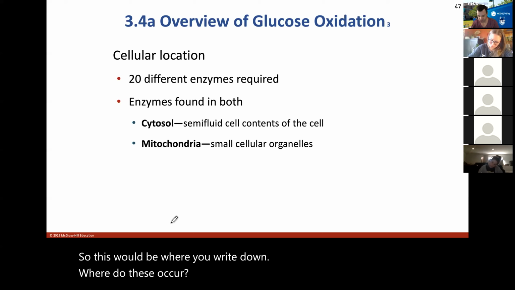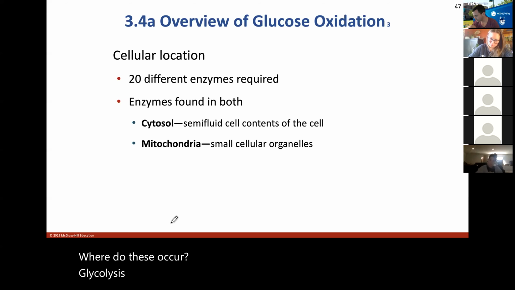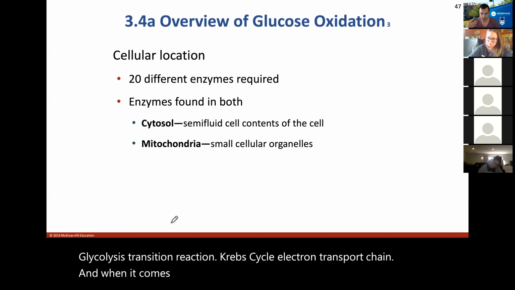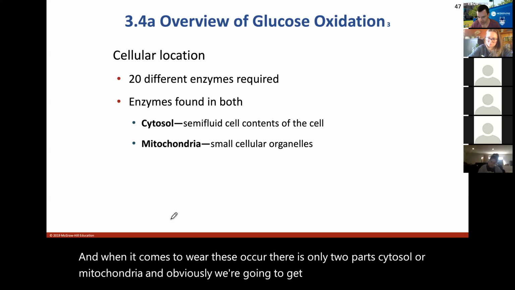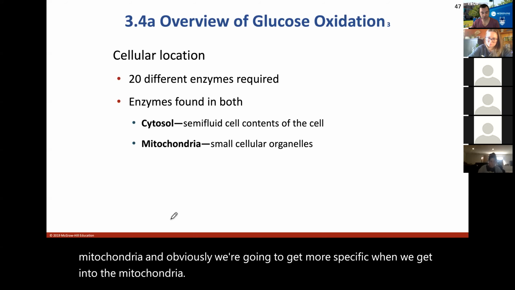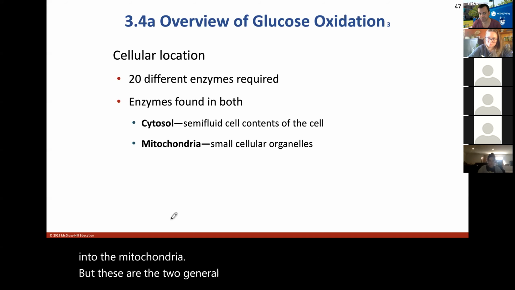Glycolysis, transition reaction, Krebs cycle, electron transport chain. And when it comes to where these occur, there's only two parts: cytosol or mitochondria. And obviously we're going to get more specific when we get into the mitochondria, but these are the two general areas that we have.